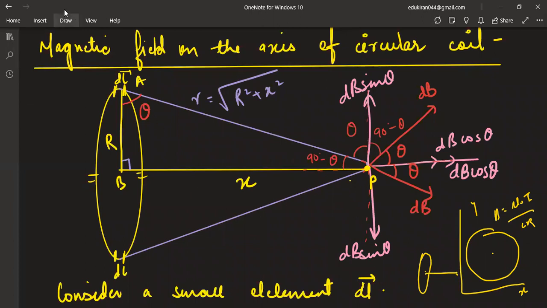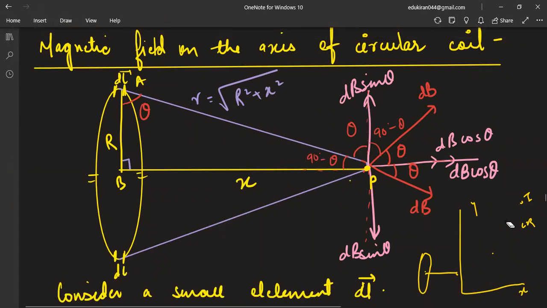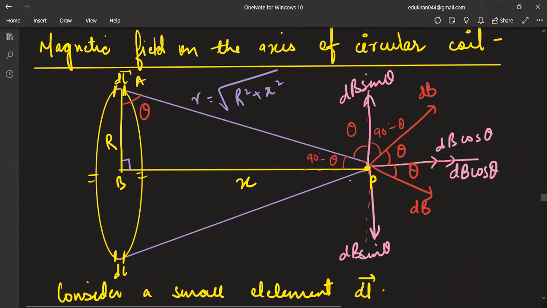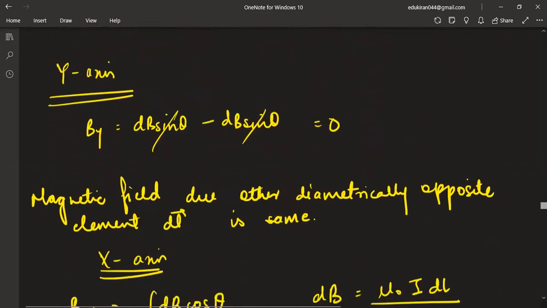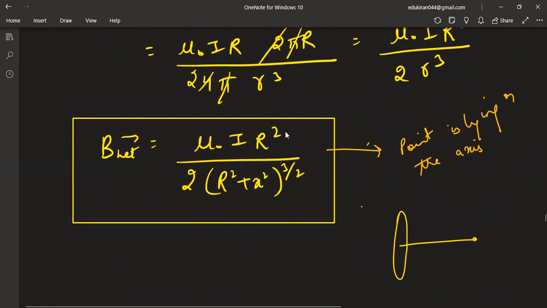So on the axis, you don't have to do the derivation now, and the derivation is not necessary also, because whatever questions there will be will be based upon vector addition and all. So that you will be able to do. You just have to remember this final formula, which is necessary for you to remember: mu naught I r square divided by 2 times (r square plus x square) to the power 3 by 2.